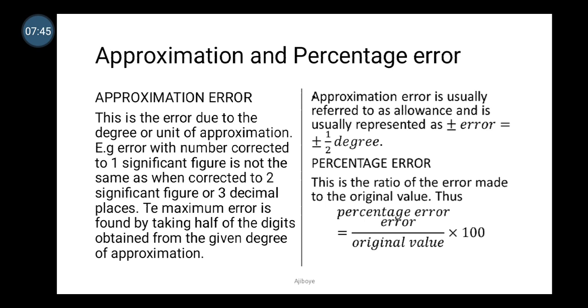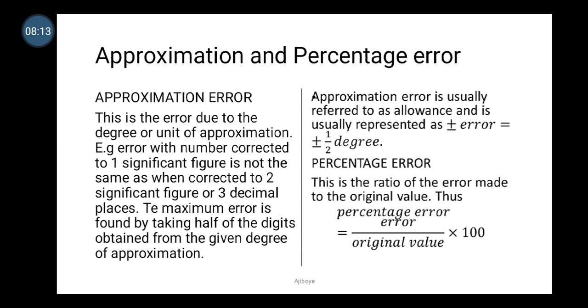Approximation error is usually referred to as allowance, and is usually represented as plus or minus error, which is equal to plus or minus half the degree. And like I said, it refers to the limit or allowance in certain physical measurements.